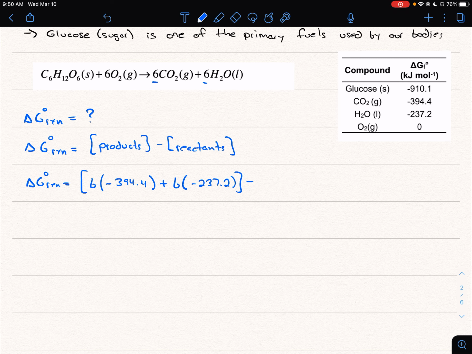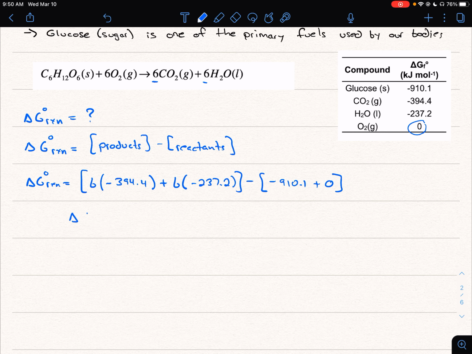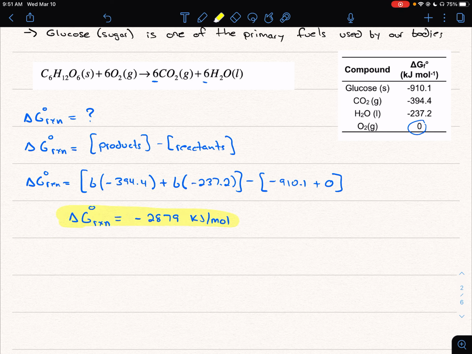And then we're going to subtract our reactants, where we have our glucose. There's just one of those, so we have negative 910.1, plus 6 times our oxygen. We can see our oxygen is 0, so this is going to be plus 0. You can take a second and pause the video and calculate this on your own. And we should get a delta G of reaction equal to negative 2,879 kilojoules per mole. So this is our delta G value.